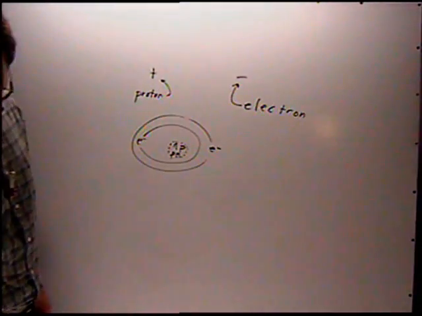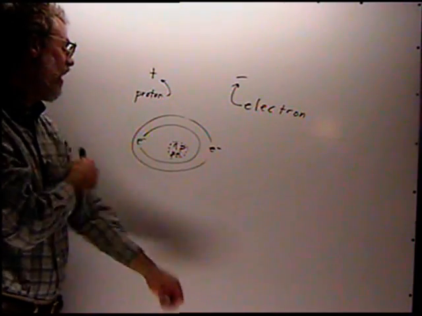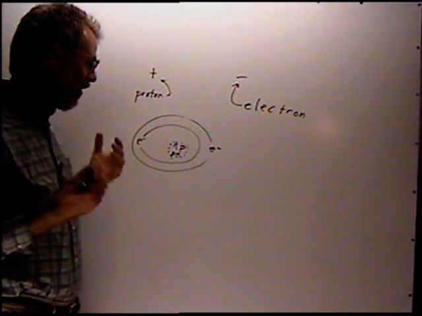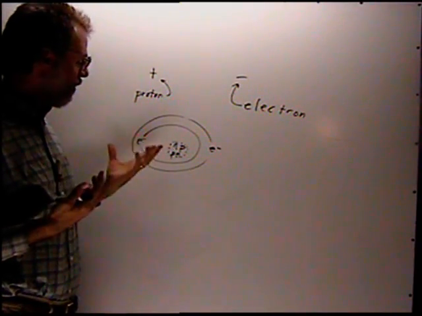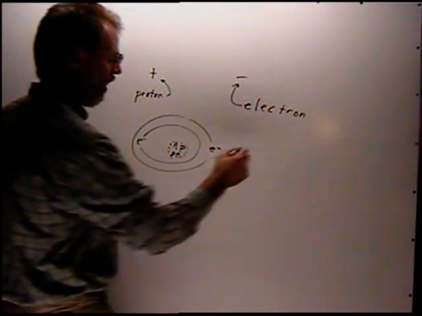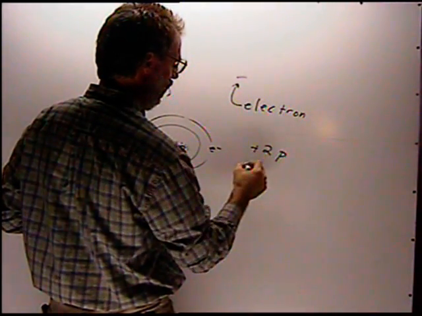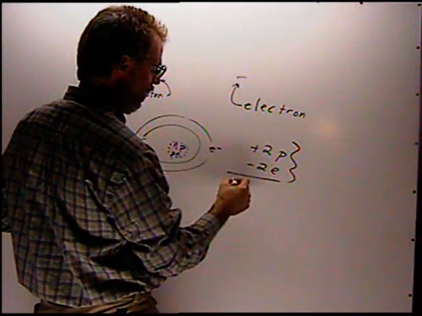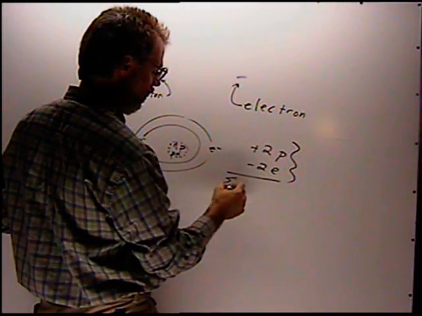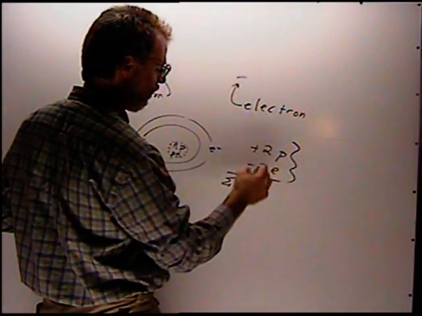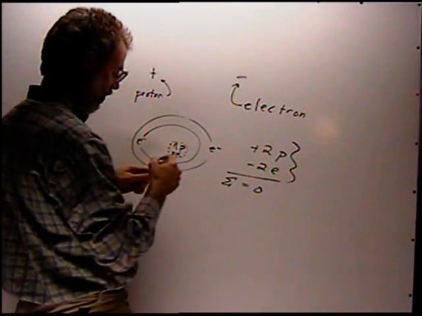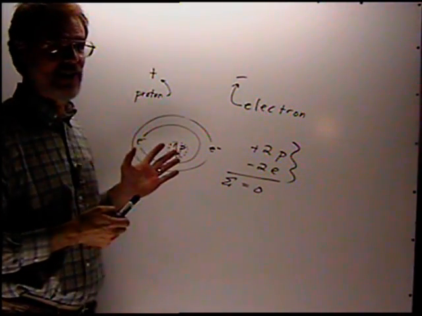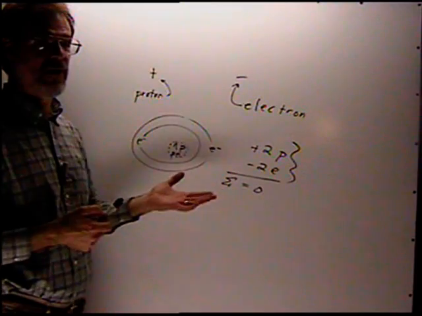The first thing you notice, and you know this from chemistry, is that neutral atoms like helium will have 2 protons and 2 electrons. So the total charge, the net charge, is 0. As we say, these cancel each other out, so the net charge of a neutral helium atom is 0. There is no net charge.